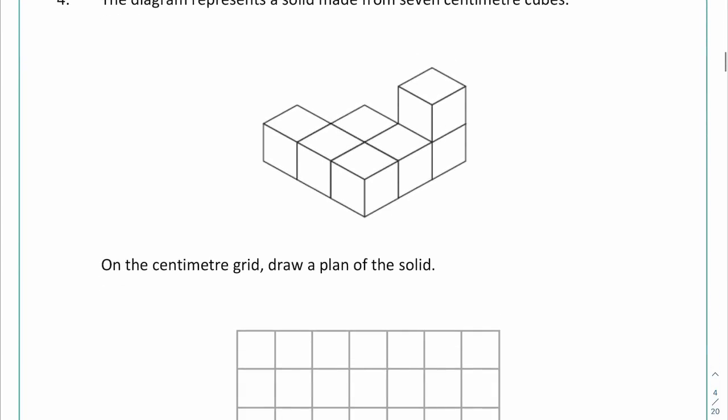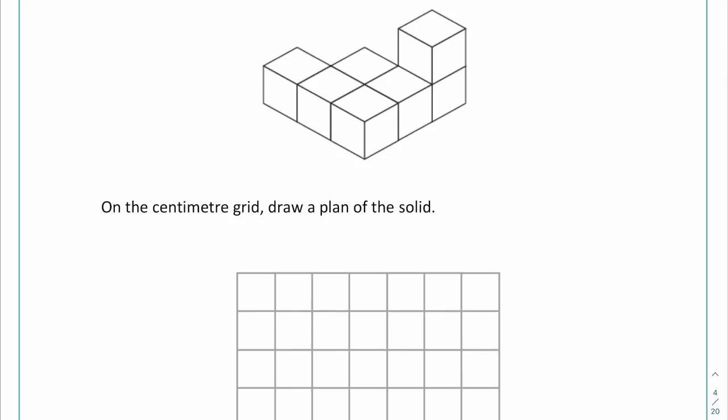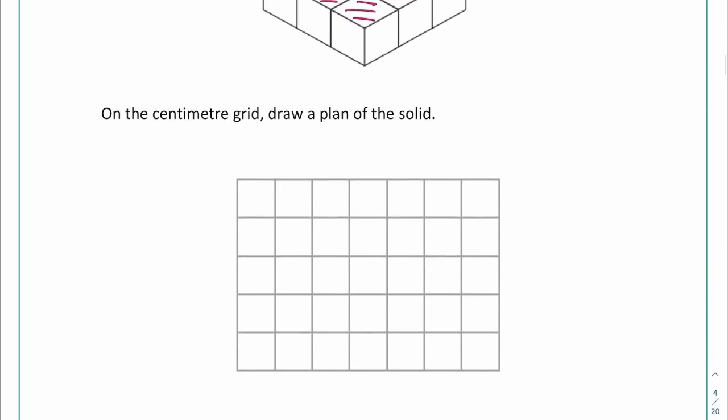So for this one, we are drawing a plan of the solid. So a plan is from above. So from above, you can see that we have 3 squares here. To the right of that, we have another 2. And then we also have 1 on the very end of that. So there are 3 on the bottom. I've also then got 2 on top of that, just here. And then 1 on top of that.